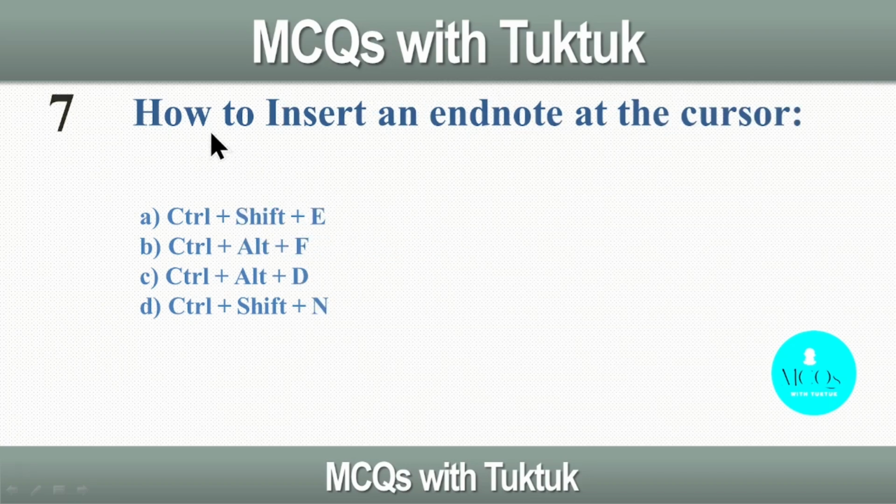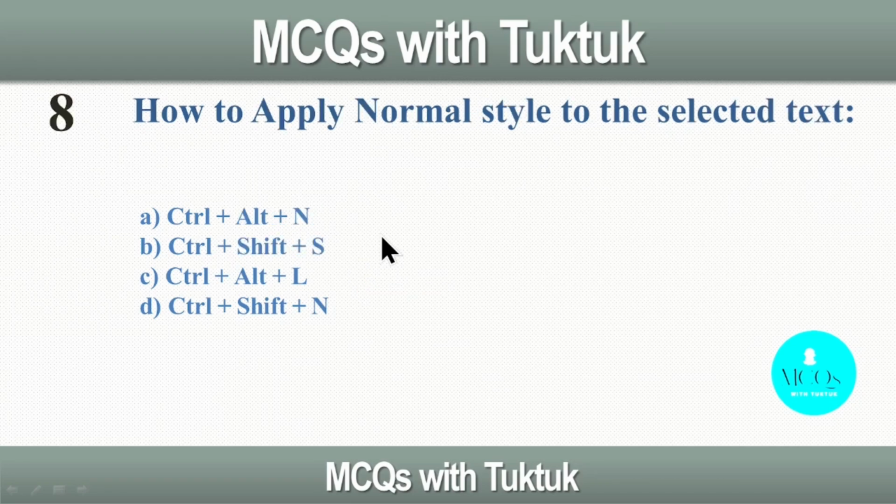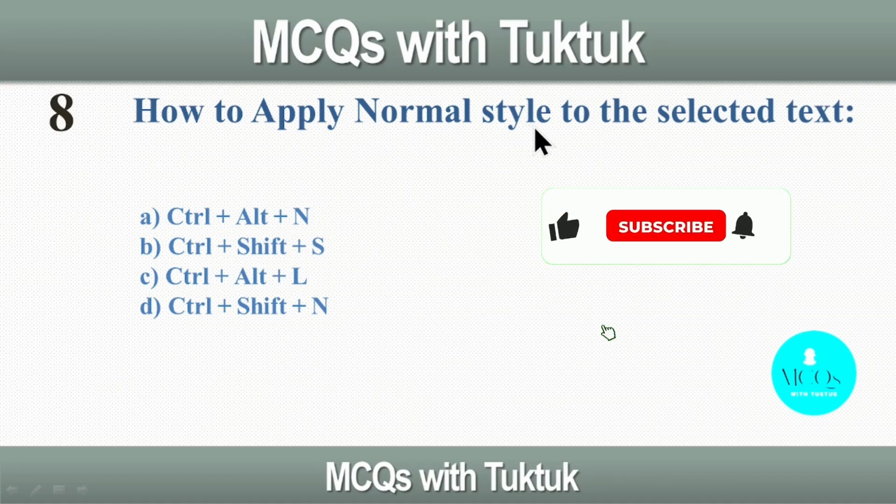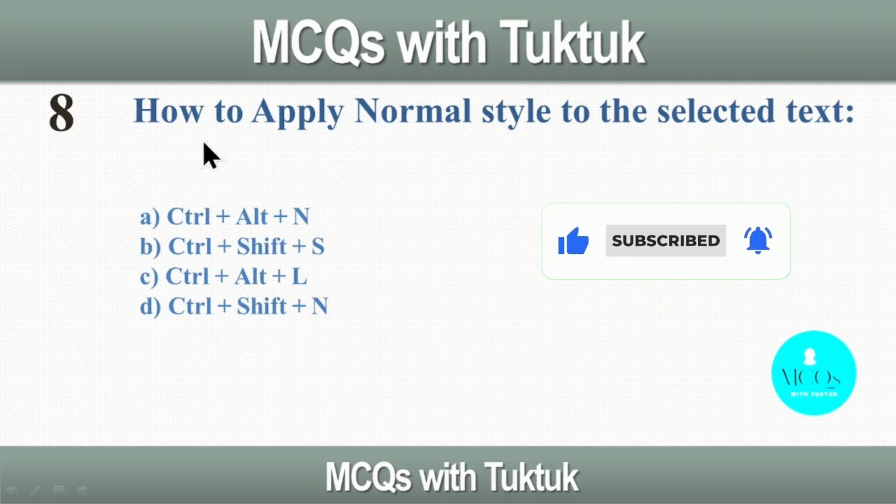Our next question: how to insert an endnote at the cursor? To insert the endnote at the cursor, the shortcut is Ctrl plus Alt plus D. Our next question: how to apply normal style to the selected text? To apply normal style to the selected text, our right answer is Ctrl plus Shift plus N.